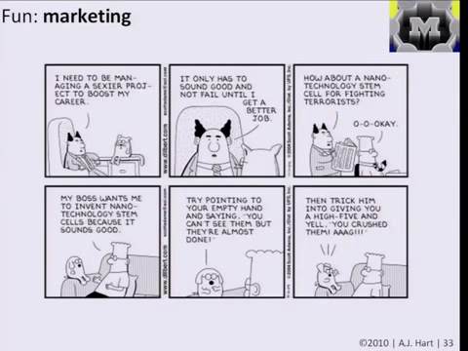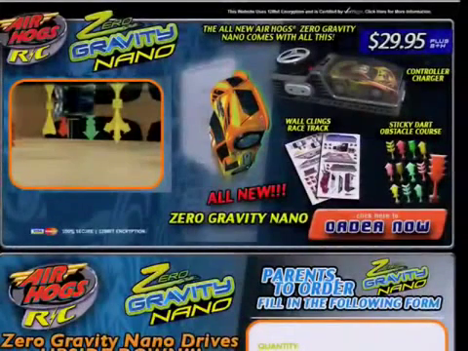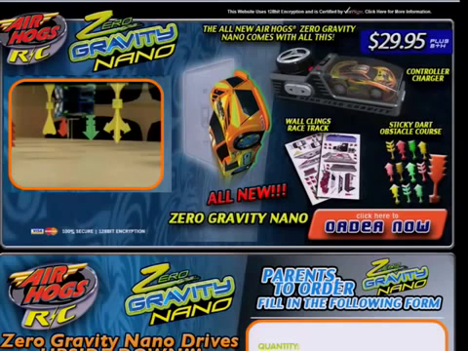Dilbert writes cartoons about having a more interesting and attractive job that has to sound good. So why don't I invent a nanotechnology stem cell for fighting terrorists? And even I saw on TV a couple weeks ago this car for $29.95, which calls itself the Zero Gravity Nano because it can drive up and down the wall.